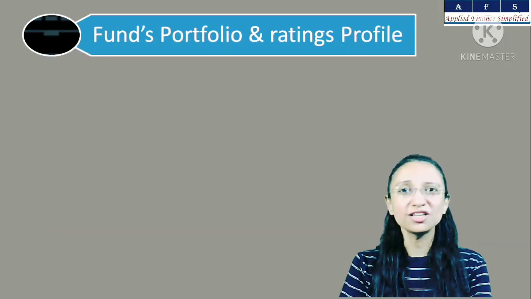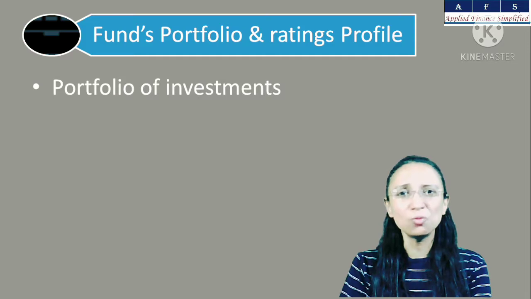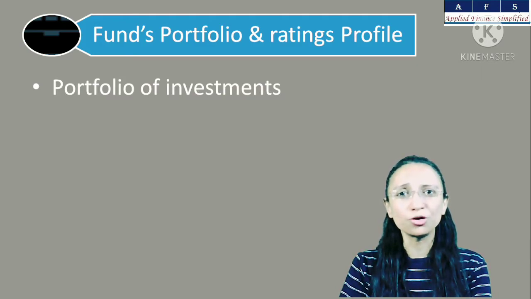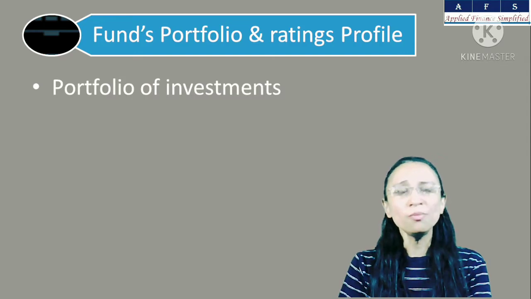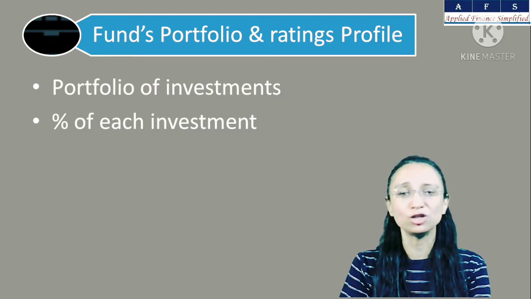The next section gives the information regarding the fund's portfolio and the rating profile. The fund house will generally invest based on the scheme's objective into different instruments like the treasury bill, corporate bonds, government bonds, commercial papers, or many other instruments based on its investment objectives. Further, the space will also provide information about the percentage of the investment made as compared to the total NAV or the assets under management.